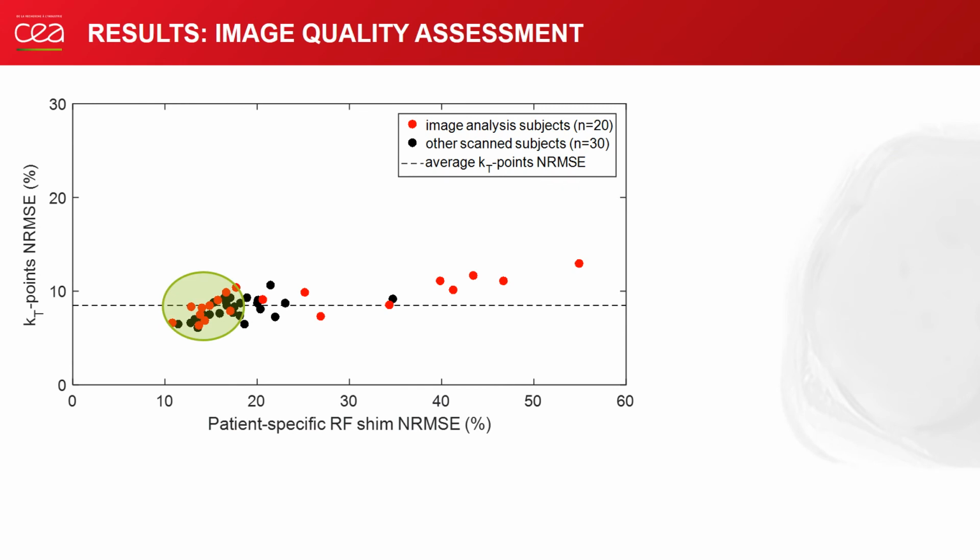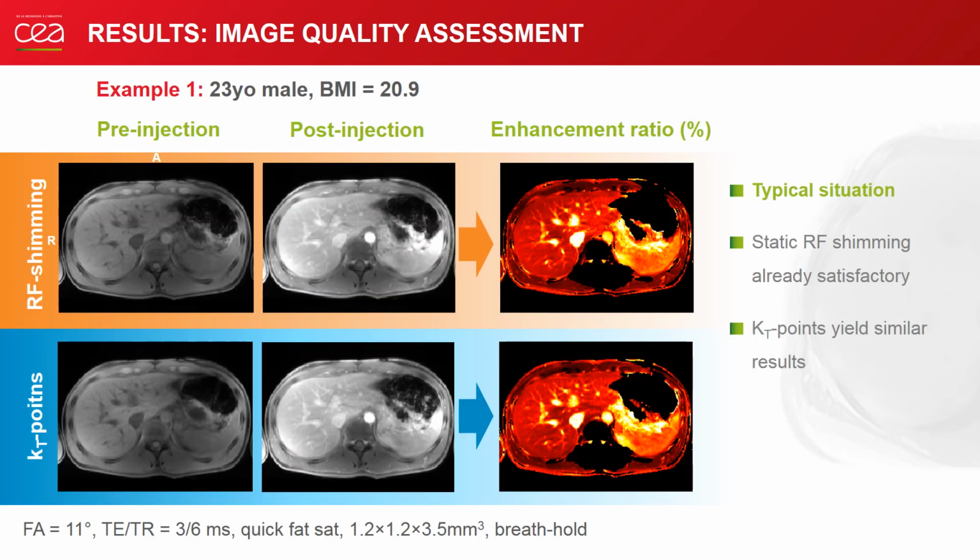First, you can notice a cluster of subjects that show reasonably good behavior with both techniques. That's actually the typical situation. On the top row, we have images corresponding to static RF shimming for pre-injection, post-injection, and the enhancement ratio. And on the bottom row, we have the same for KT points. And there's not much to be said. The quality is really similar. Both techniques work well.